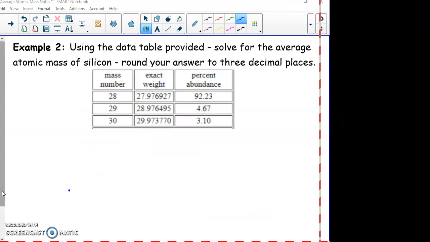So take a moment, pause the video, look at the table here. This is for silicon instead of chlorine, and try to use the same process in order to solve this. And then you can check in a little bit. I'll be doing the same thing.